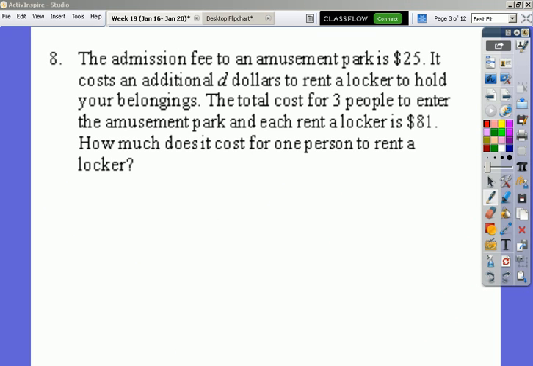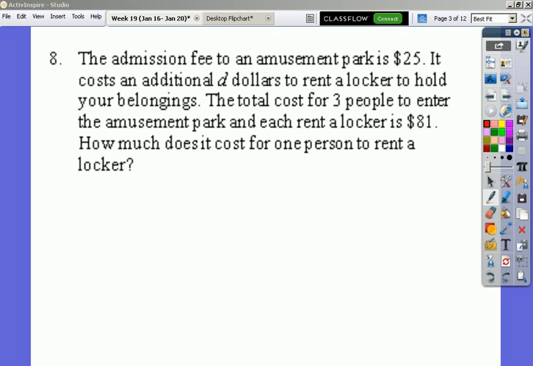Here we run into the first of several word problems that we're going to see on this review. This says the admission fee to an amusement park is $25. It costs an additional $D to rent a locker to hold your belongings. So that's based on the number of people or the number of lockers that we rent. The total cost for 3 people to enter the amusement park and each rent a locker is $81. How much does it cost for one person to rent a locker? How will I go about setting this up? What's some important information in that word problem, first of all?